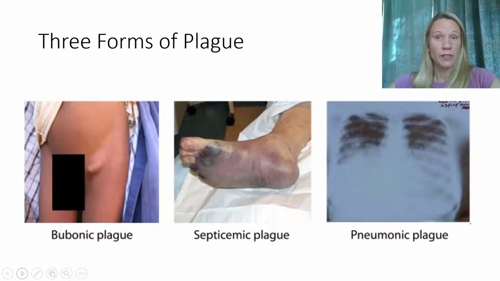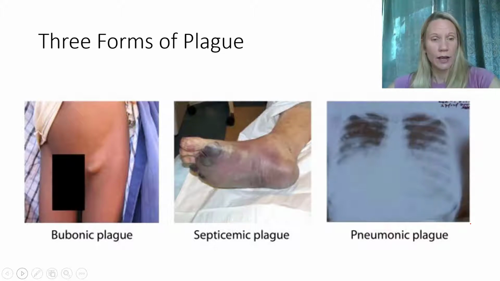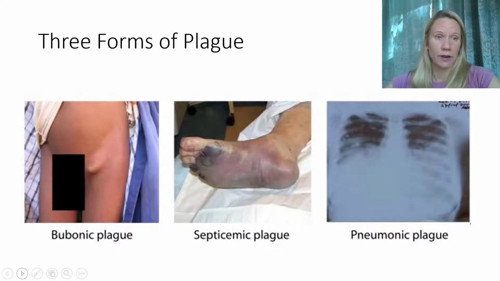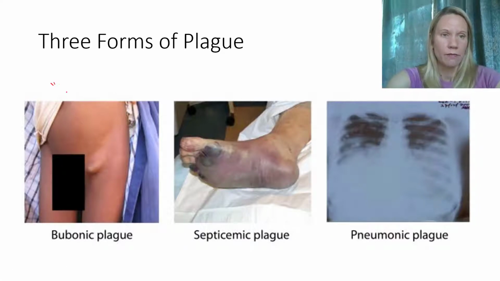And as a result of the infection, we can have 3 forms of the plague, okay? So bubonic plague refers to the buboes, okay? So the sign of bubonic plague would be the swelling of the lymph nodes. So we're going to be looking for that clue of the swollen lymph nodes for bubonic plague.